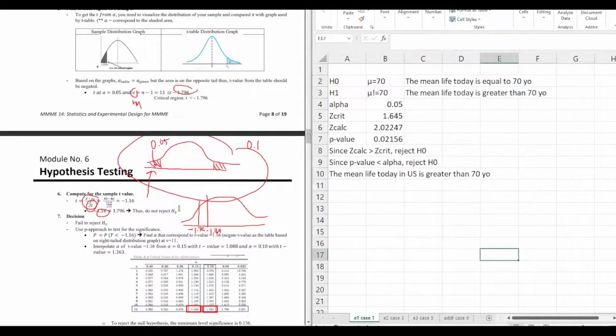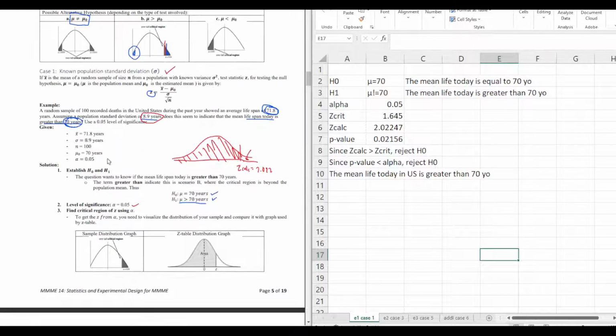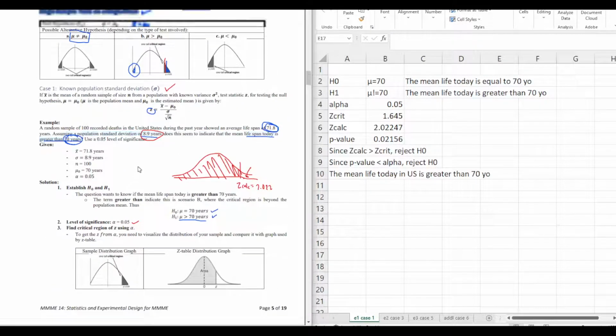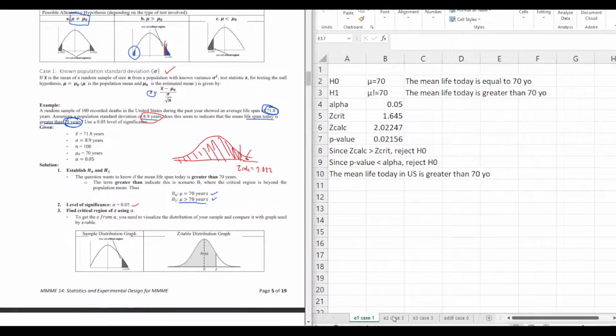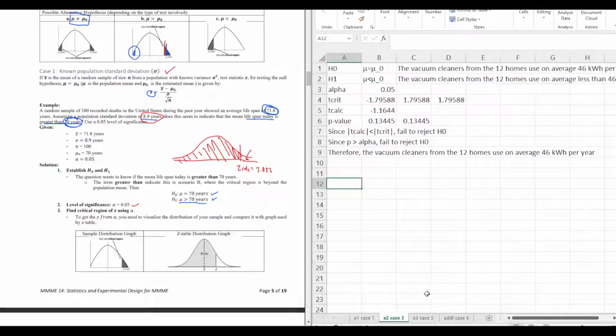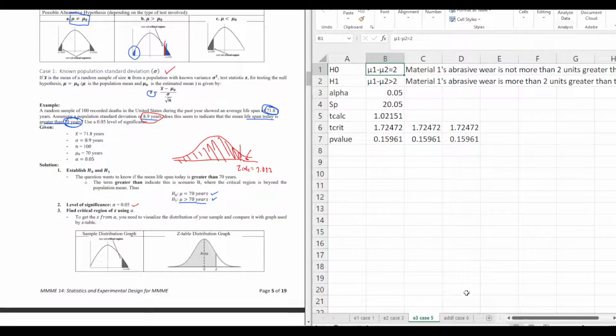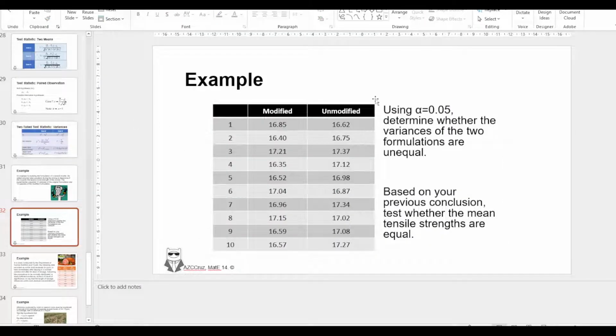So we have exercise 1, which we already did, this one. Sorry, yes, this is exercise 1. We also did case 1. Exercise 2 was case 3, already added there. And exercise 3. Then we added an additional case 6 using this example in the PowerPoint.